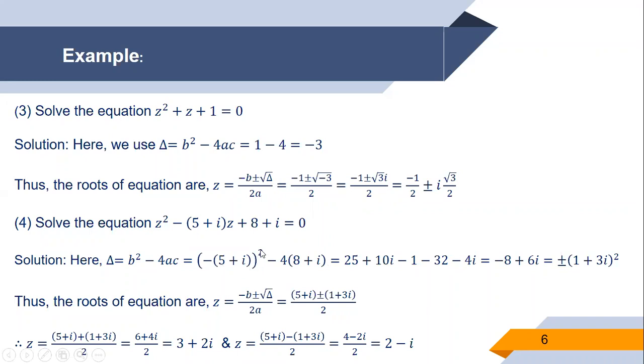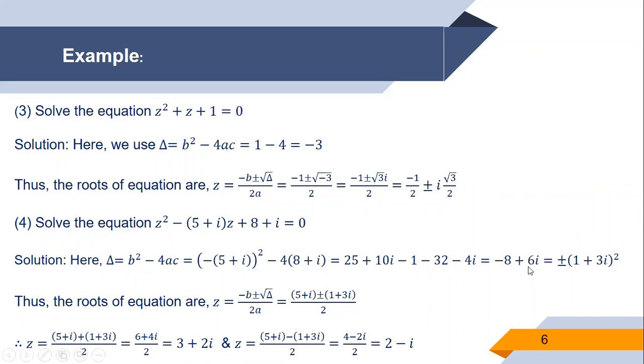That means (a plus b) whole square, we use the formula. Then 25 plus 10i minus 1 minus 32 minus 4i is equal to minus 8 plus 6i. Now this complex number we convert into a perfect square. Why? Because here we know that root delta can be used for finding the roots. So this is the complex number, how to convert it into a perfect square. So first we try 1 plus i. We expand. 1 plus 2i we expand. 1 plus 3i we expand. So here we use minus 8 plus 6i.